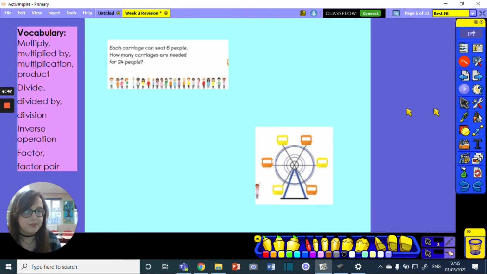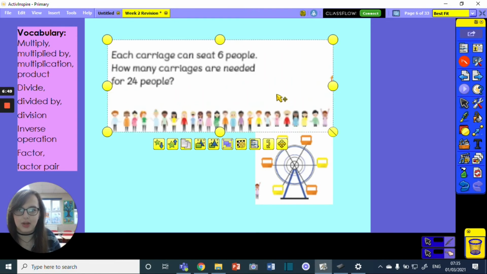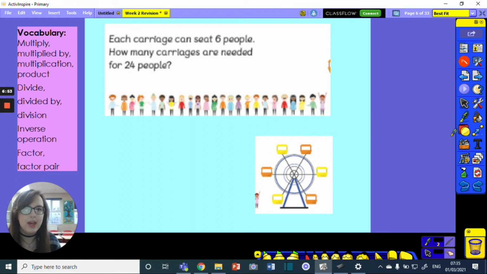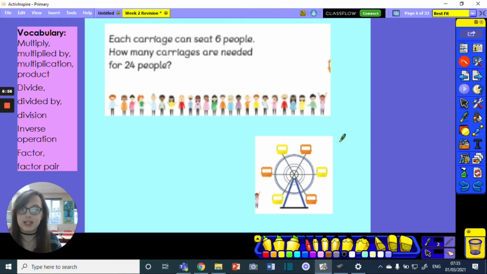Okay, another question for us to have a go at. So we've got a lovely fun fair ride here, a Ferris wheel, and each carriage can seat 6 people. So how many carriages would we need for 24 people? Well, if we can get 6 people in each carriage, how many 6s will give us 24? If we know our 6 times tables, we'll get the answer like that. If we don't, we'll need to spend a little bit longer counting up our 6s.